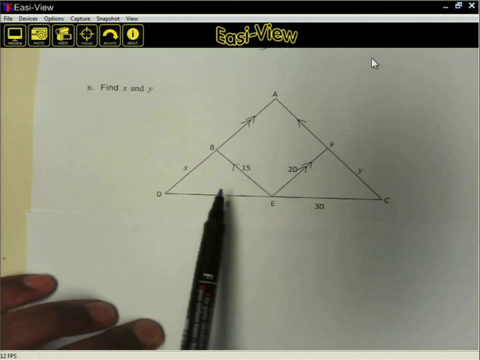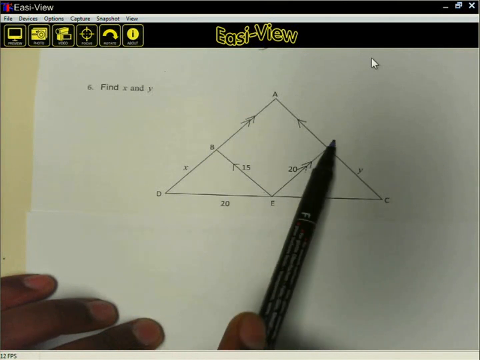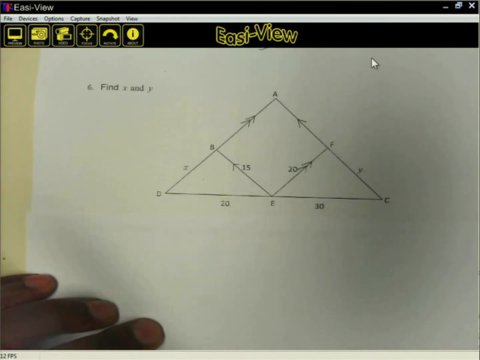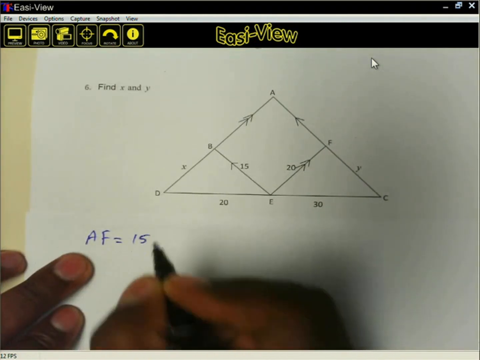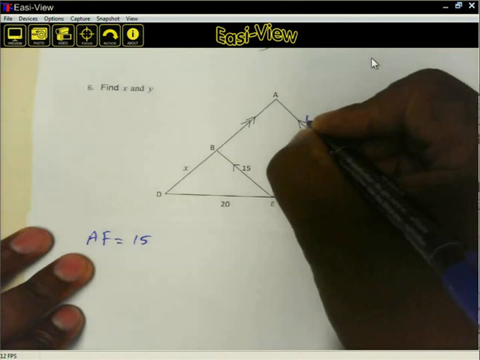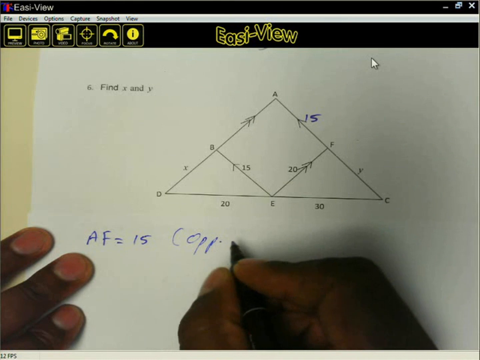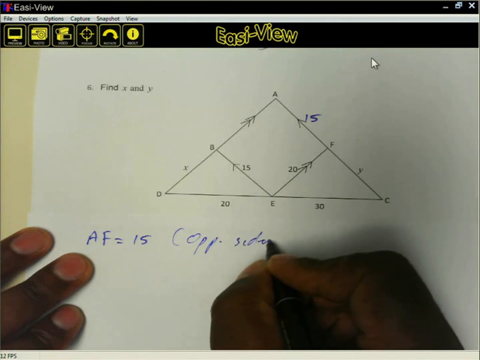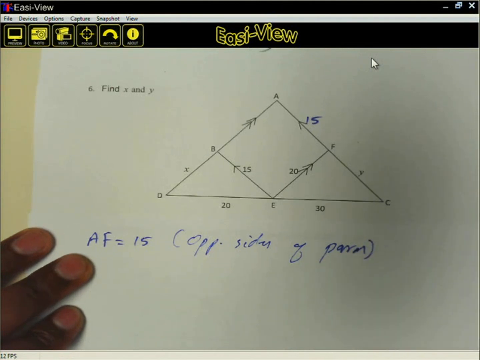Look at this quadrilateral ABEF. Pairs of opposite sides are parallel. Therefore, it's called a parallelogram. You know a parallelogram: opposite sides are equal. Now we start. It means AF is equal to 15. Now you mark 15 here. It's also equal to 15. Why? Those are the opposite sides of a parallelogram.